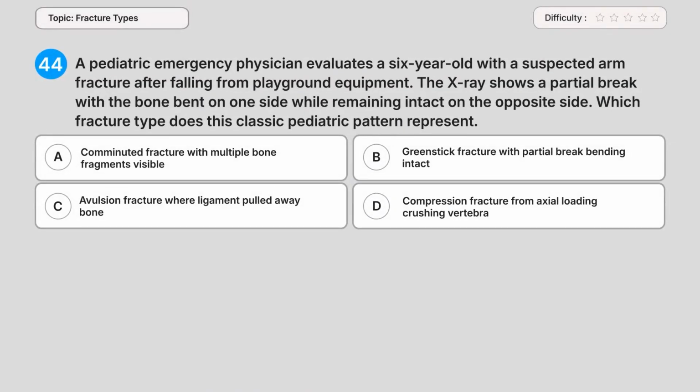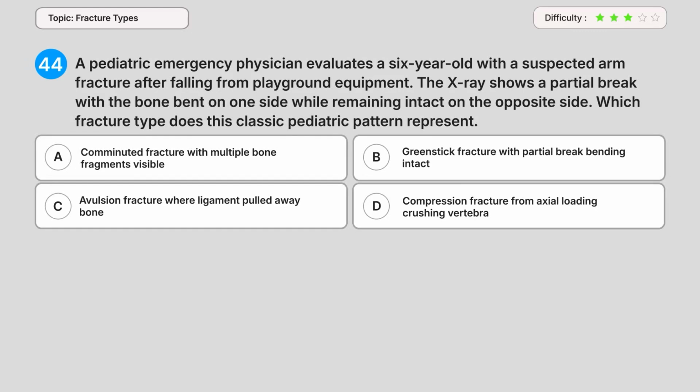Question 44. A pediatric emergency physician evaluates a 6-year-old with a suspected arm fracture after falling from playground equipment. The X-ray shows a partial break with the bone bent on one side while remaining intact on the opposite side. Which fracture type does this classic pediatric pattern represent?